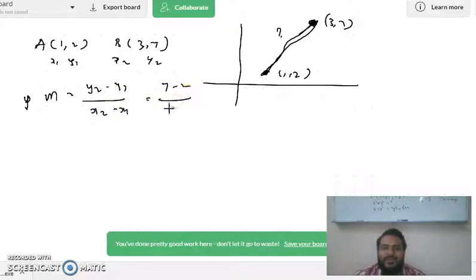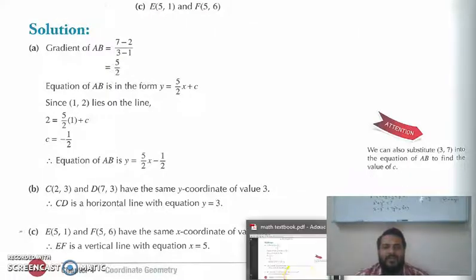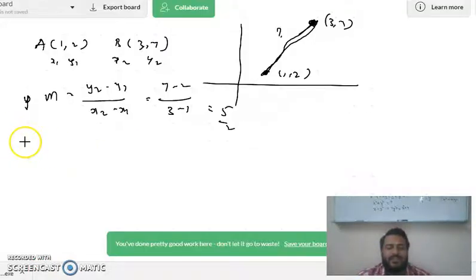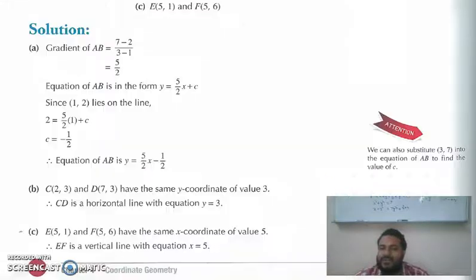So 7 minus 2 divided by 3 minus 1. It is 5 divided by 2. Write the equation: y is equal to mx plus c. So y is equal to 5 by 2 x plus c. Now we have to find the value of c. How to find the value of c?